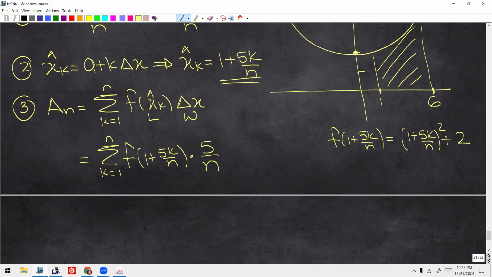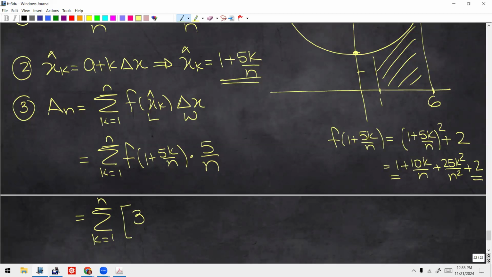Okay. Very good. Then what do we want to do? We want to expand it, right? So I'm going to expand it for you just for the sake of time. I'll get 1 plus 10k over n plus 25k squared over n squared plus 2. You guys know how to expand, right? You just take 1 plus 5k over n times 1 plus 5k over n. What can we do to these guys? We can collect them. So I'm just going to write that here so I don't have to rewrite that whole thing. So when I plug it in here, I'll add them up along the way.